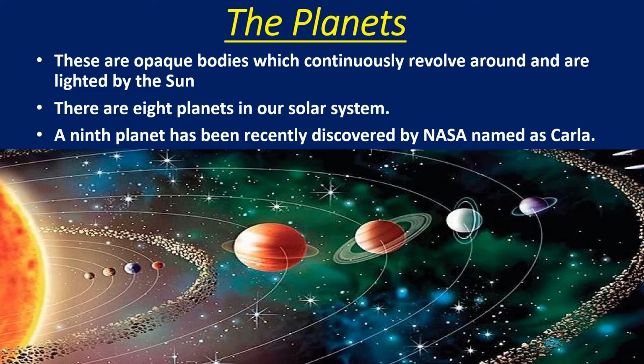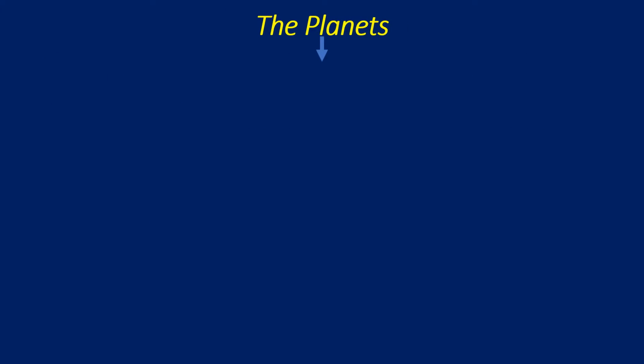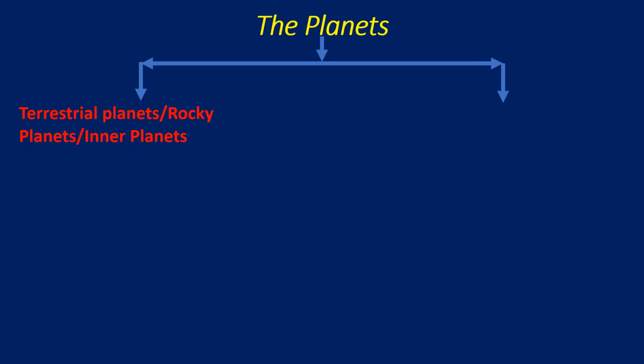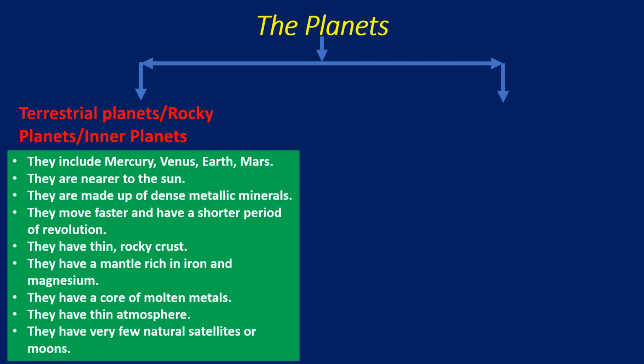The planets are opaque bodies which continuously revolve around and are lit by the Sun. There are 8 planets in our solar system. A ninth planet has recently been discovered by NASA, named Carla. The planets are mainly categorized into two types: terrestrial planets, or rocky planets or inner planets. They include Mercury, Venus, Earth and Mars.